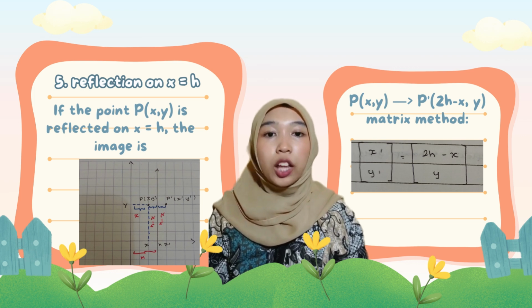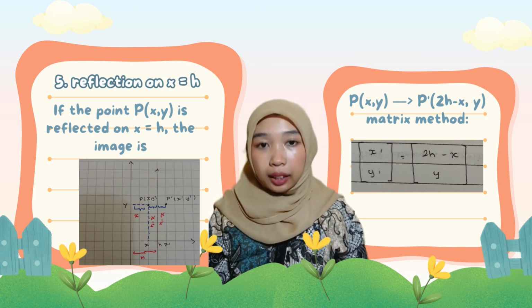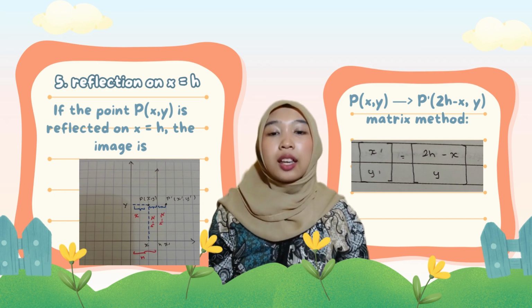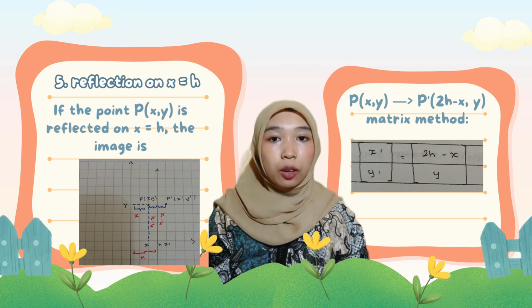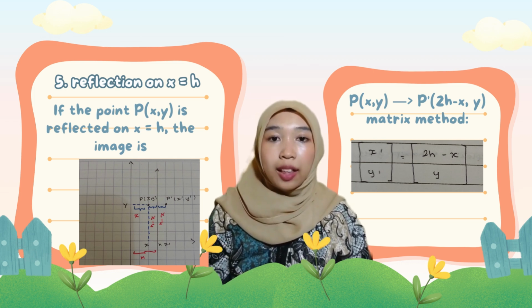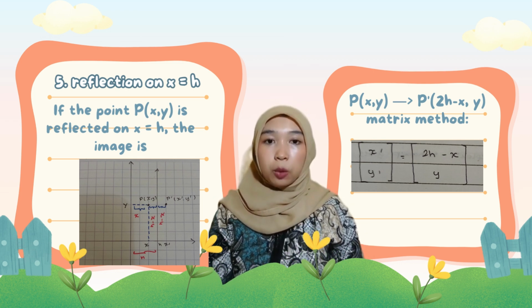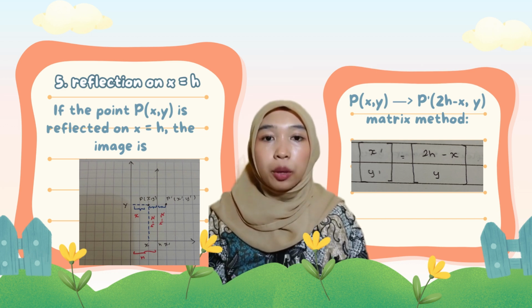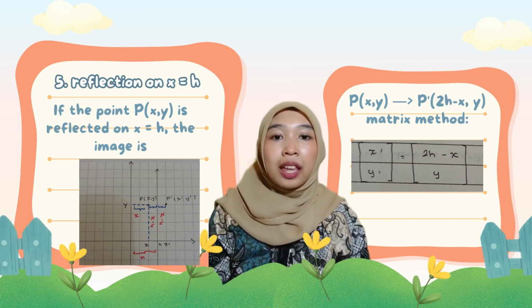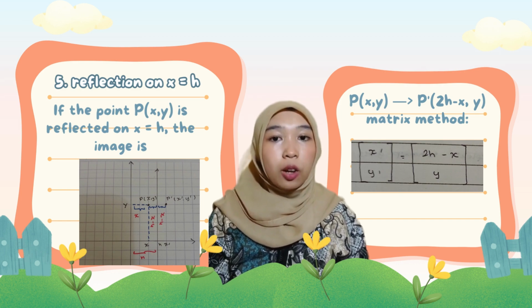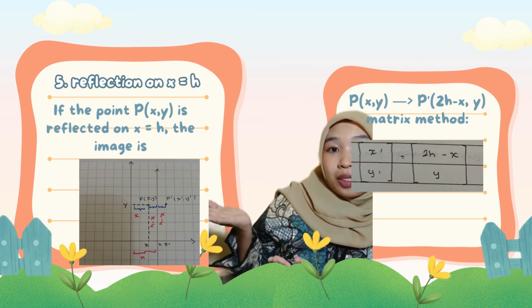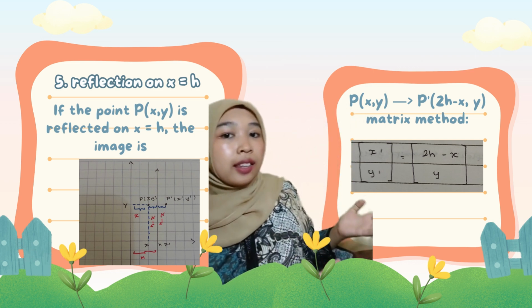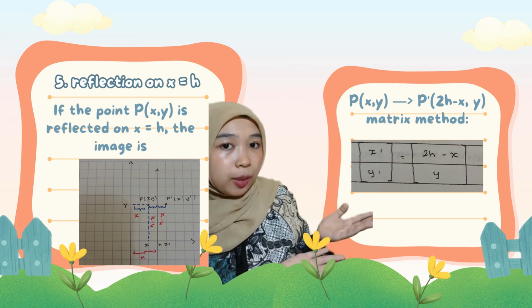to x equals h. Mathematically, if a point is (x, y), its reflection across x equals h will be (2h - x, y). The image for reflection on the line x equals h is like this, and this is the transformation matrix.